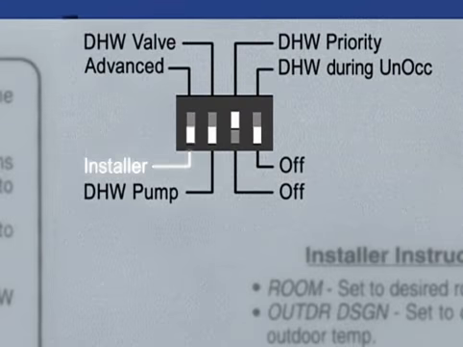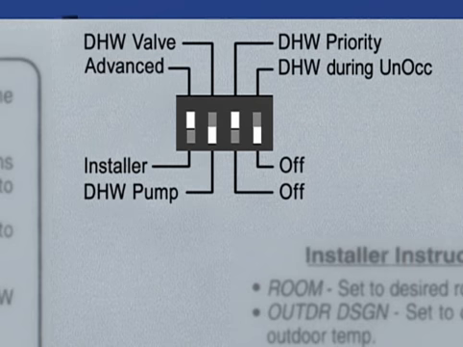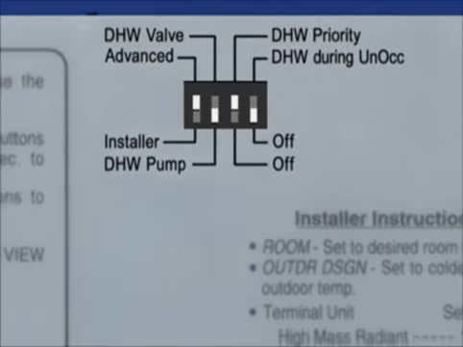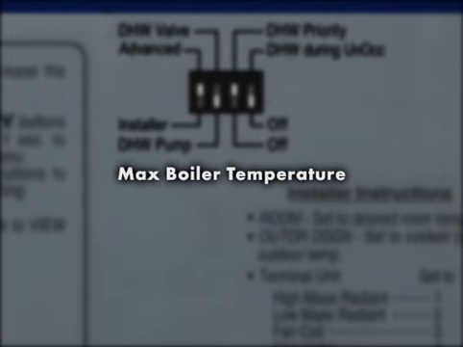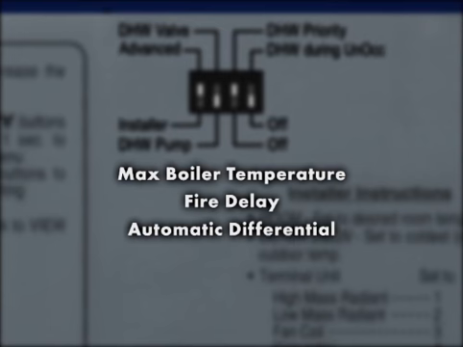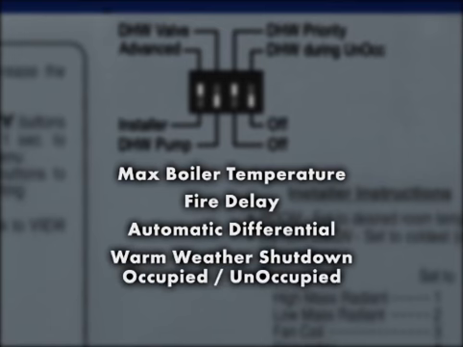However, for some jobs, you may need to refine some of the settings in the Advanced Access mode. So you'll change the dip switch from Installer to Advanced. In addition to the settings made previously, you will also be able to vary the maximum boiler target temperature, the fire delay, the time delay between boiler contact closing and burner firing, automatic differential, the differential the control uses when operating the burner, the warm weather shutdown temperature during occupied and unoccupied periods, and the units of measurement.